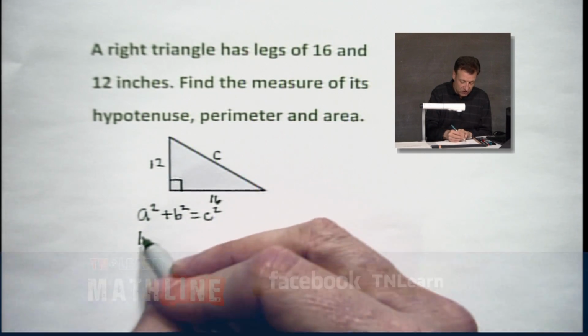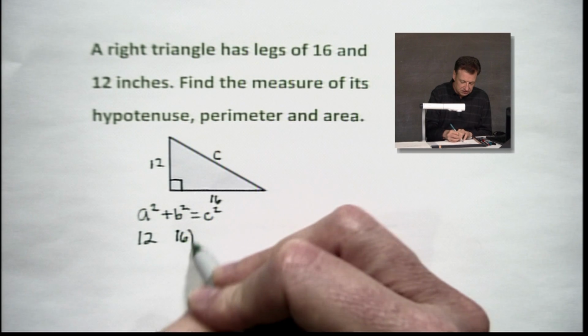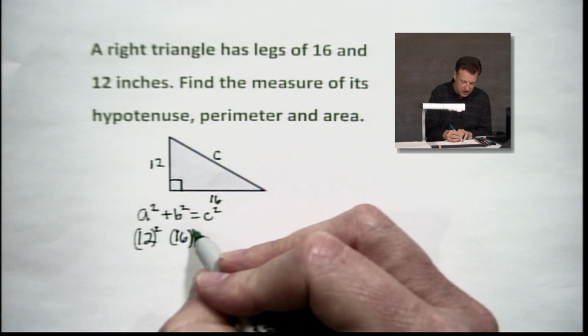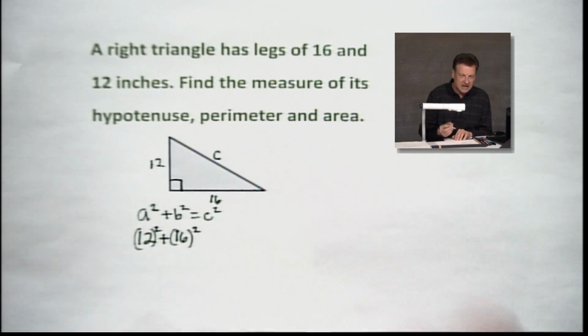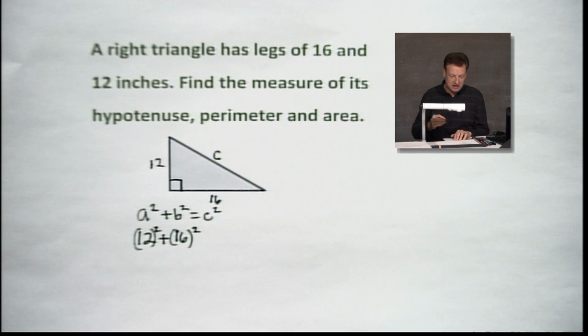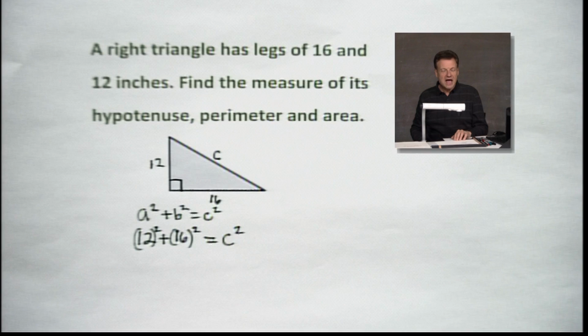We got a 12 going right here. We have a 16 going right here. And you know what we're going to do? We've got to square these, and we'll add them together just like the formula says. So 12 squared plus 16 squared equals the hypotenuse squared, c squared. Now, do you know your perfect squares? It really helps if you do.